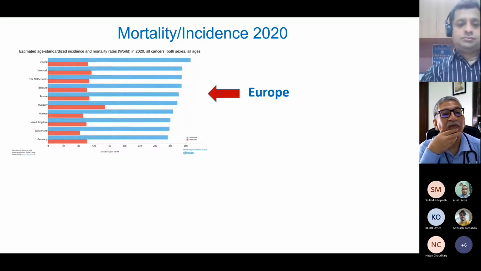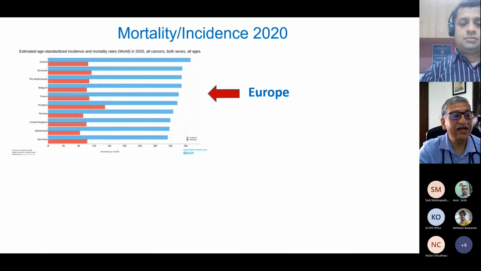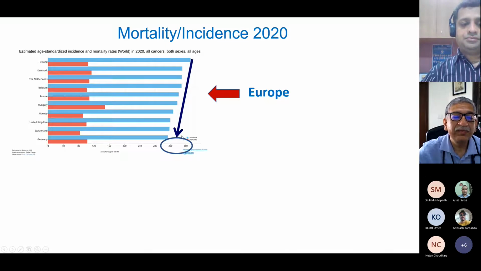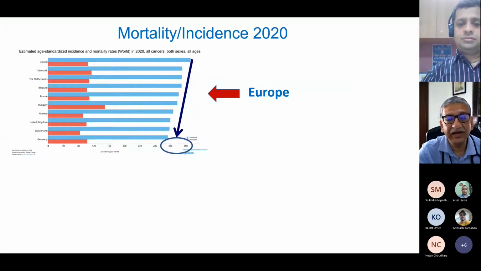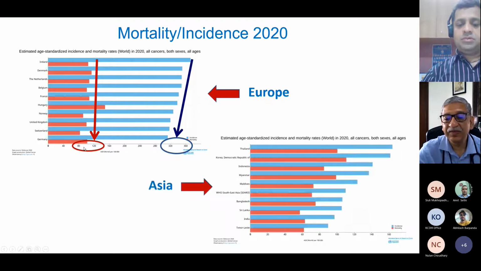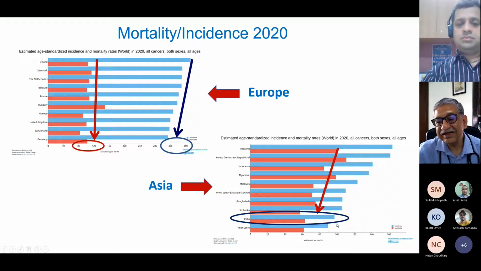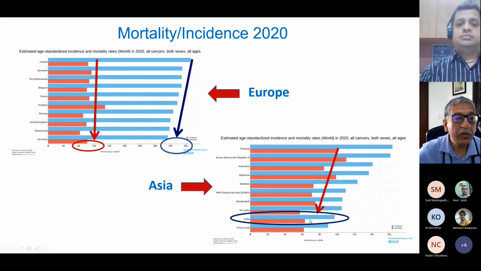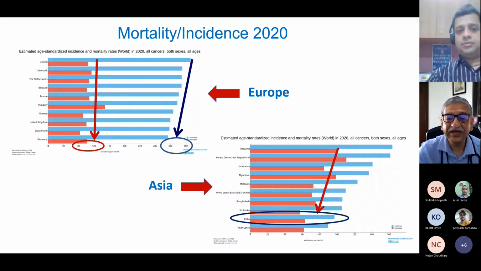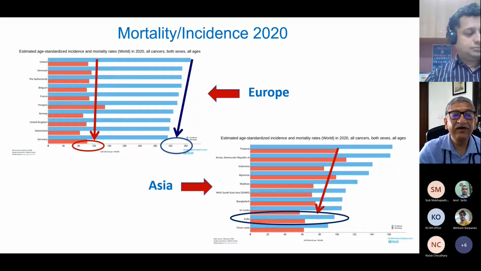This is the mortality and incidence of cancer as of 2020 in Europe. You can see that the overall incidence was about 320 to 360 per 100,000 population. This is the number of new cases. And the mortality was about 1/4 to 1/3 of the incidence. In countries like India, the incidence is much lower. You can see that it is about 100 to 150. But the mortality as a proportion of incidence is much higher, about 50 to 60%. And this, of course, is a reflection of the state of healthcare in many countries like India.